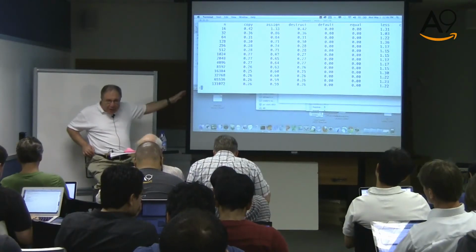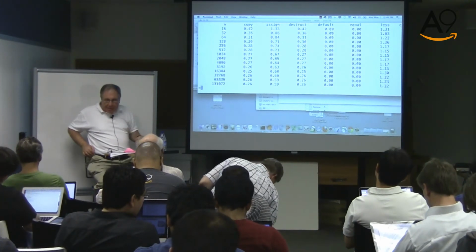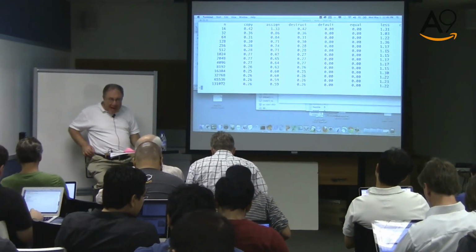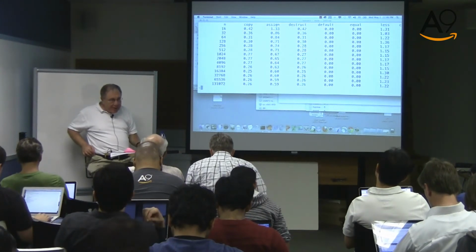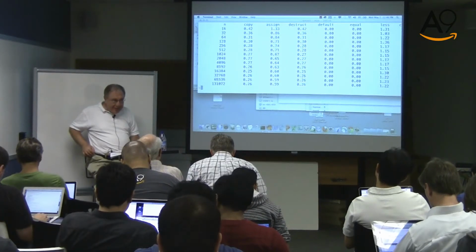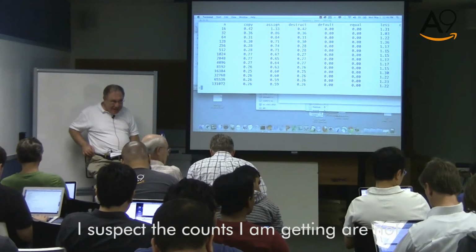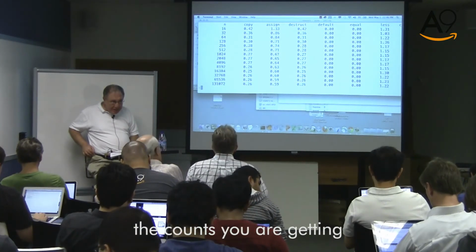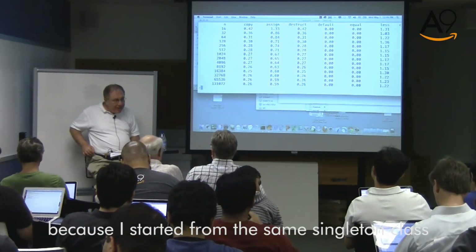So you have to go and look at the code now. I shouldn't be talking. You should try to figure out how to write this thing normalized or unnormalized with different sorting algorithms. It is simple. If you have questions, ask. My question is, I suspect the counts I am getting are not the counts you are getting, which I find mystifying because I started from the same singleton class.